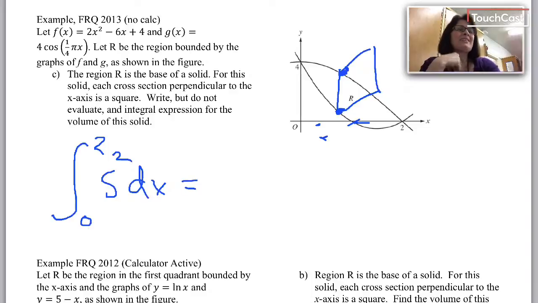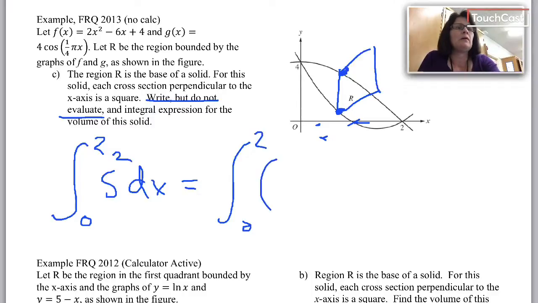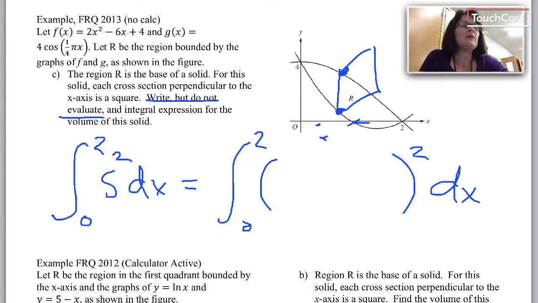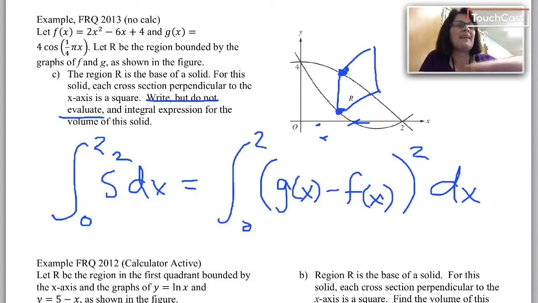As long as I can replace that s squared with an expression in terms of x, I'm going to have an integral, because all I had to do was write but do not evaluate. That's going to be the integral from 0 to 2 of side squared dx. Well, the side of the square in this case is that vertical distance, top minus bottom. In this case, that was the g function minus the f function. That gets full credit.